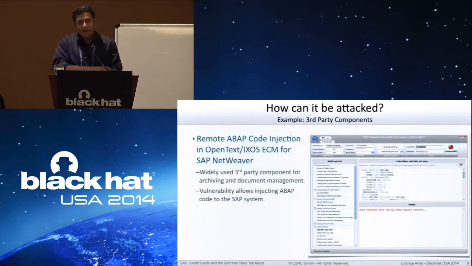So how can it be attacked? The first example is third-party components. If you are using SAP systems, most likely you have some document management software or archiving software. OpenText or Ixos is one of the most popular ones. Until now, honestly speaking, we have rarely seen any company which doesn't have it, which means they're quite successful. But they have a remotely enabled function which had a very critical vulnerability.